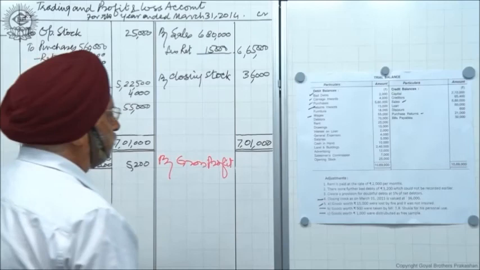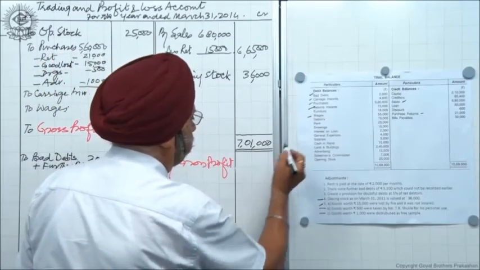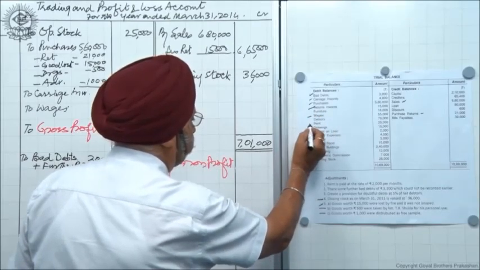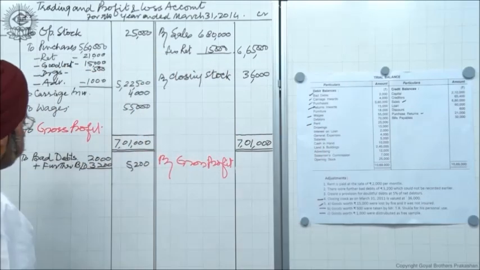So we now have the next item on the profit and loss account. We have rent. Yes, here is rent. Rent is 25,000. Look here.